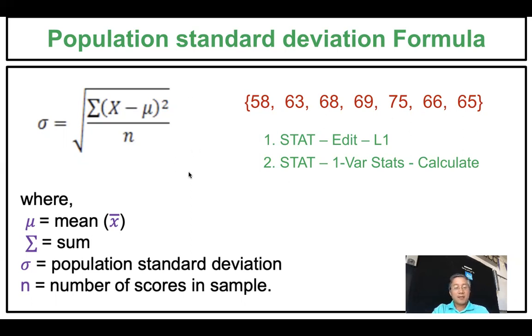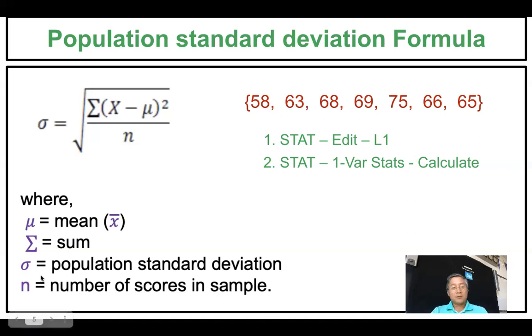So let's say we have the data 58, 63, 68, 69, 75, 66, 65. You know how to find the mean, right? You add everything and divide by how many numbers? 7. That's the mean. But with a TI-84, you can put in everything and get the mean, the sum, and the population standard deviation. We did it before, along with all the information for the box and whisker plot.